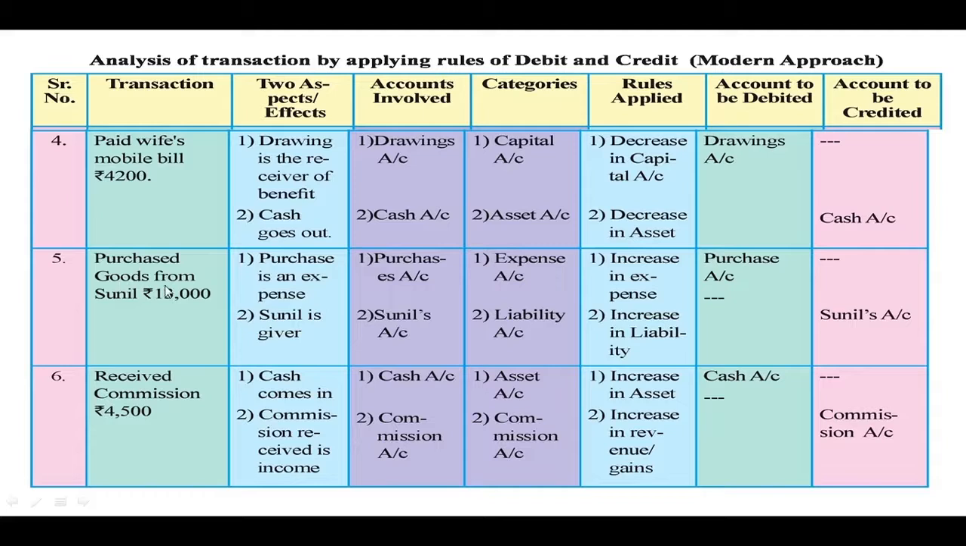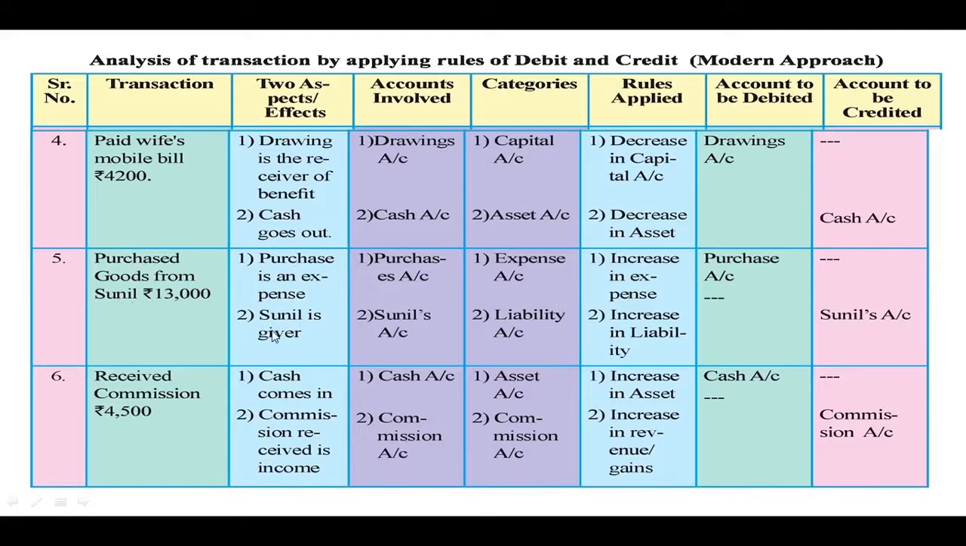Next, purchase goods from Sunil for rupees 13,000. Two effects of the transaction. Purchase is an expenditure and Sunil is the giver. Now students, here you can see that it is not mentioned whether cash is paid immediately or not. Since they have not mentioned anything about the cash, we have to consider this as the credit transaction. In credit transaction, cash is not involved. So the two aspects of the transaction are, first is purchases is an expense, and second is Sunil.